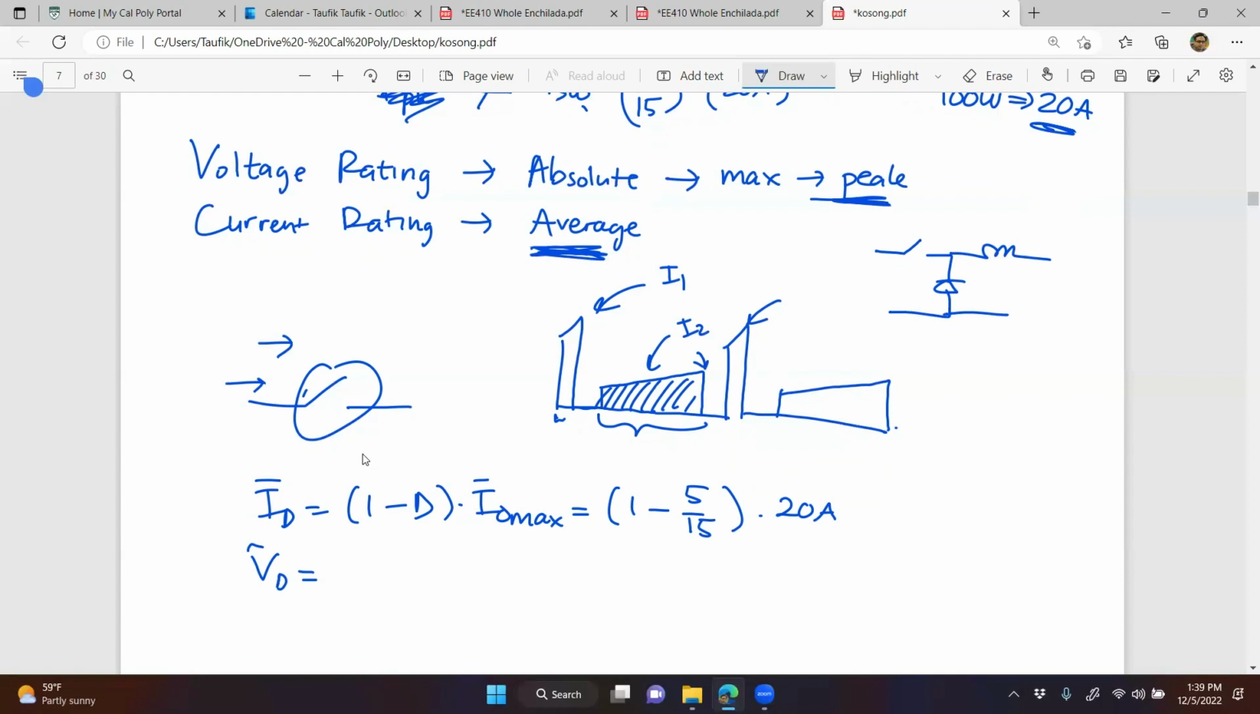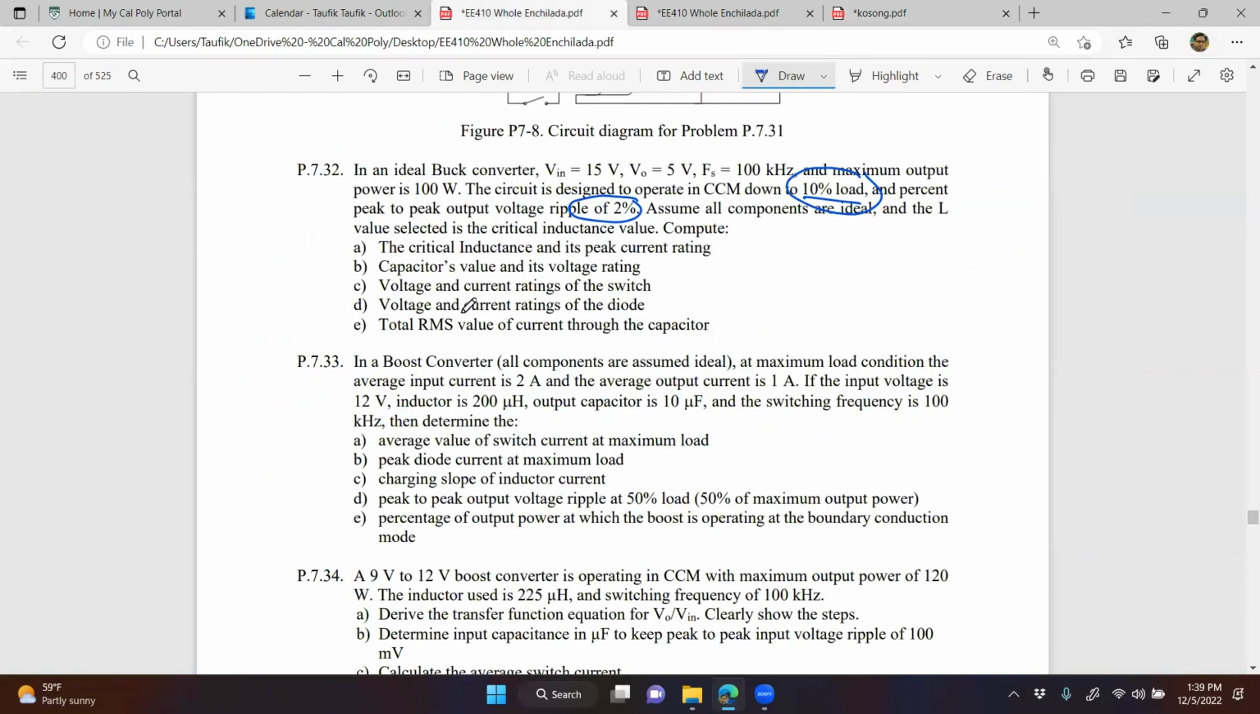Yeah, so when the diode is open, that means the switch is closed, right? Right here. So here's my V in. Therefore, the voltage across the diode is also V in. Yeah, so it is V in. All right.